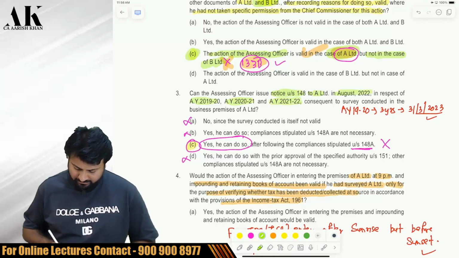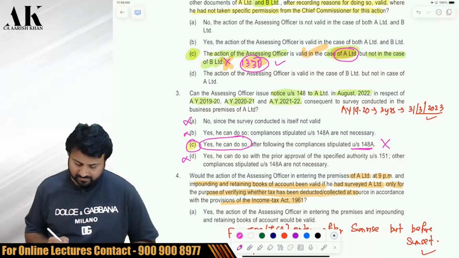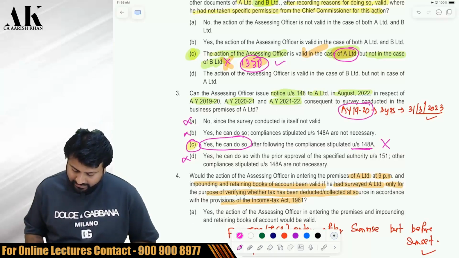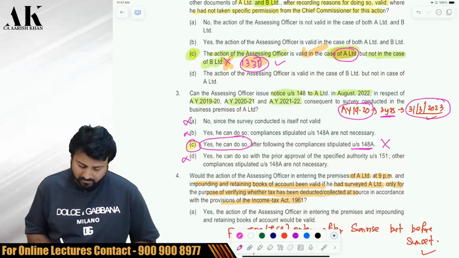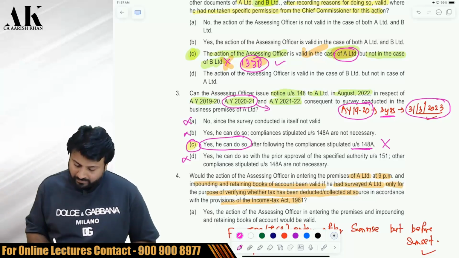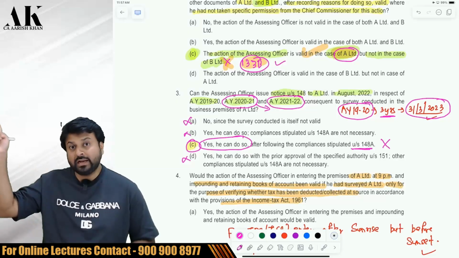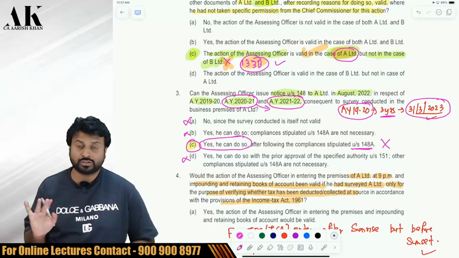Now listen carefully. Generally, you can send notice within 3 years from the end of relevant AY. Now, for AY 1920, 3 years will end on 31st March 2023. Therefore, you can send the notice. For AY 2021, within 3 years, you can send till 2024. For AY 2122, you can send till 2025. So, you can send the notice for these 3 years, but you have to fulfill one condition.